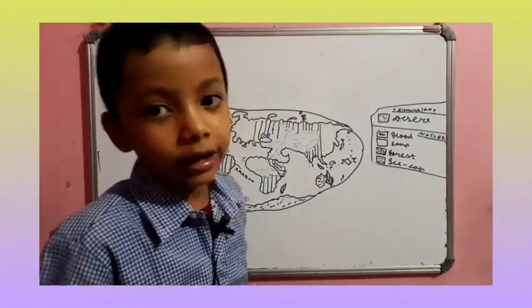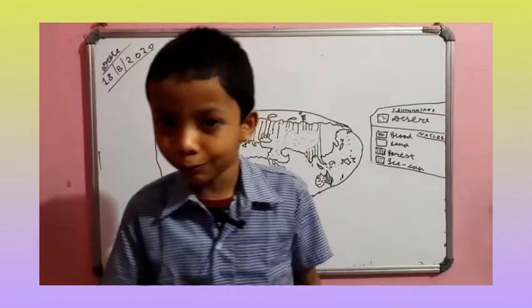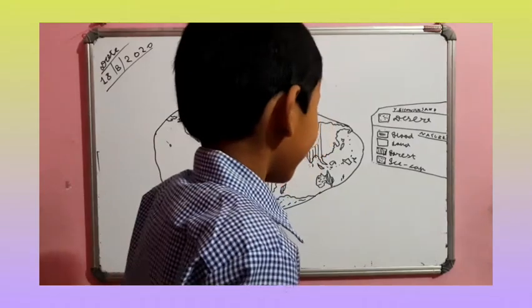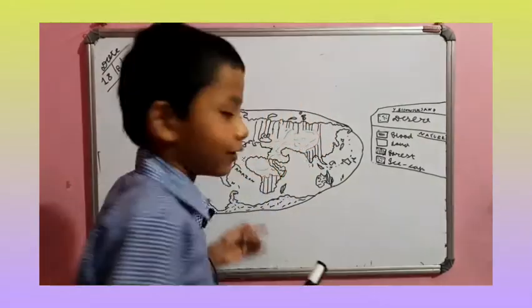Let's take a look at ice cap. Ice cap is cold, dropping to 4 degrees. That's so cold. And taking in Antarctica.